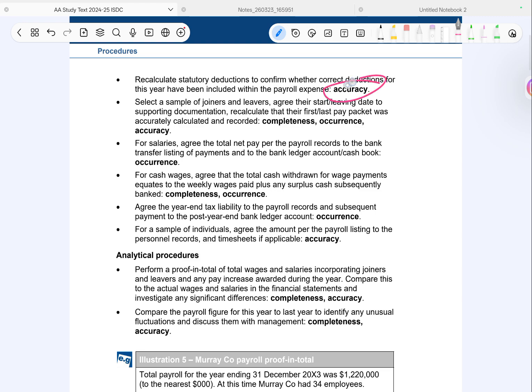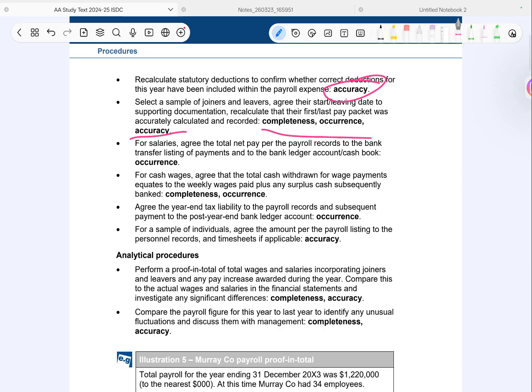This ensures accuracy. A sample of joiners and leavers is also selected, and the start and leaving dates are agreed to supporting documentation. The first and final pay packets are recalculated to ensure correct treatment, covering completeness, accuracy, and occurrence. For salaried employees, the total net pay per payroll record is agreed to the bank transfer listing and bank ledger account to confirm payments actually occurred.